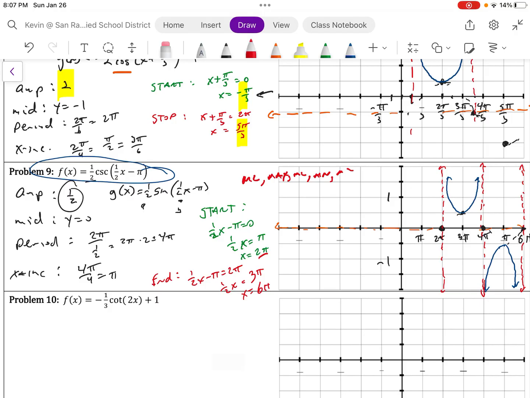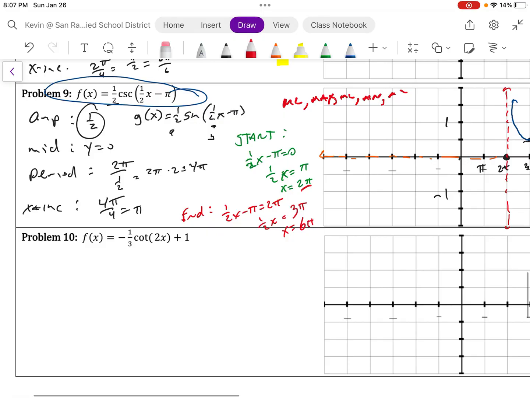Amplitude of 1/2. We've shifted everything to the right, all that kind of stuff. The period has changed. Okay, last one is cotangent. Oh, so we get to see how a negative affects tangent or cotangent.